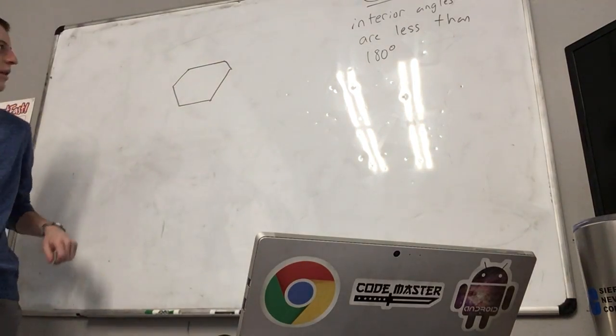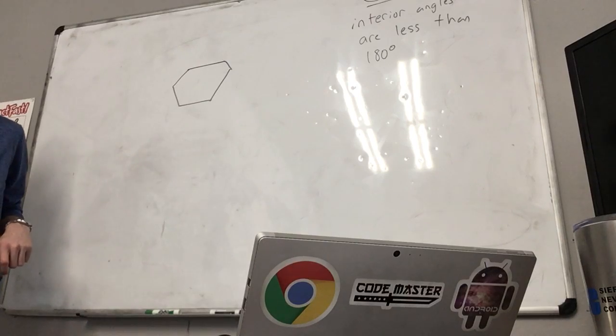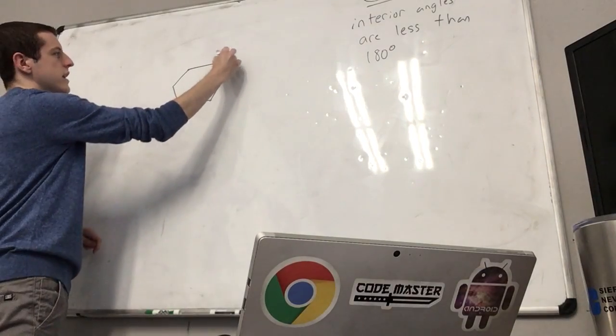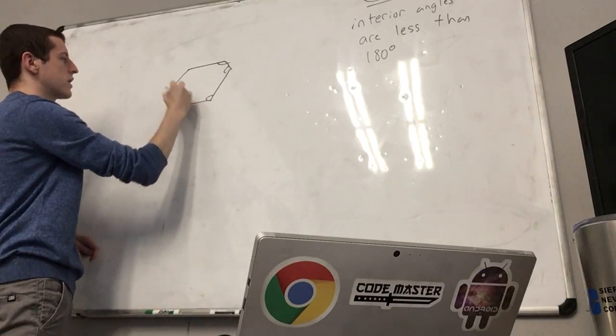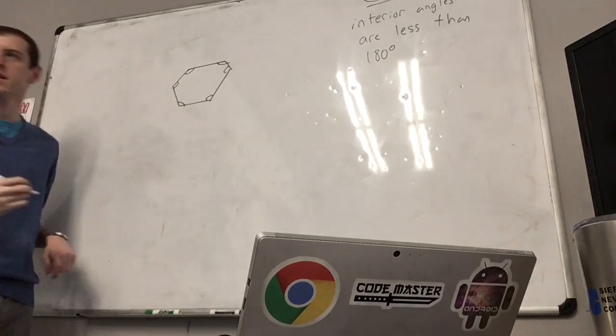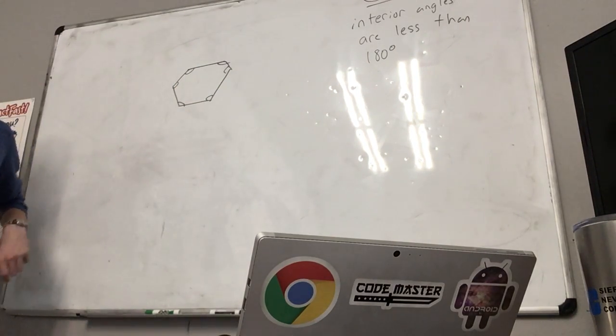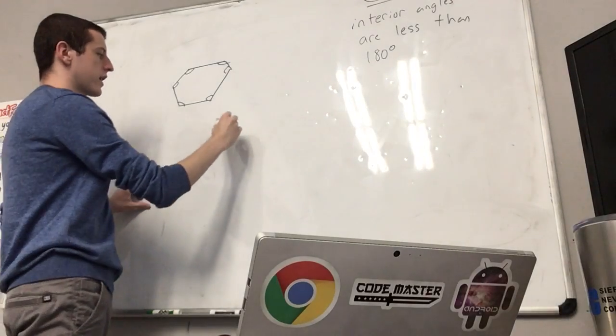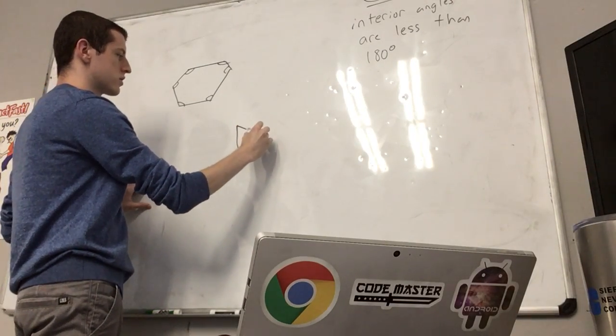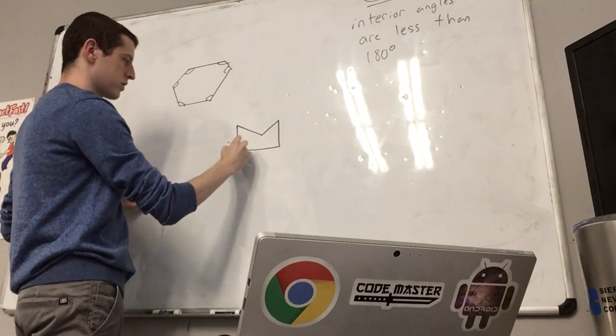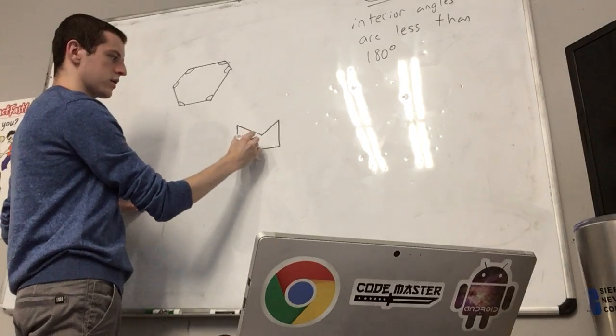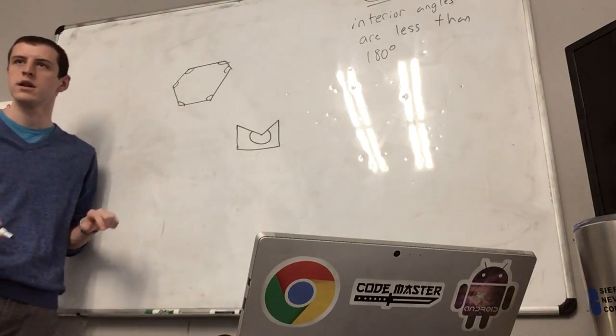So, as an example, I drew a very irregular looking hexagon. But if we pick any singular interior angle, they're all less than 180 degrees. They aren't straight lines. An example of one that is not convex would look like this, where this goes all the way around.